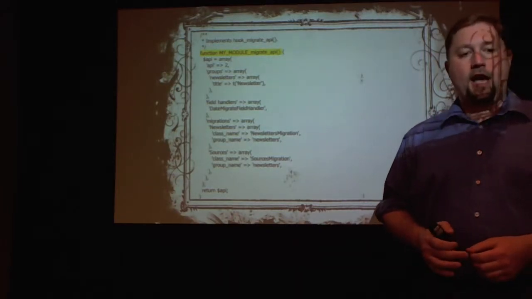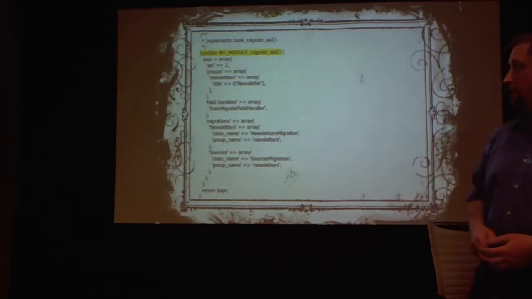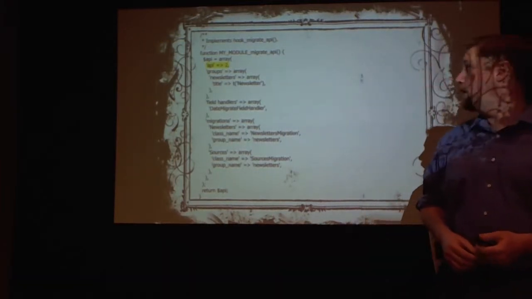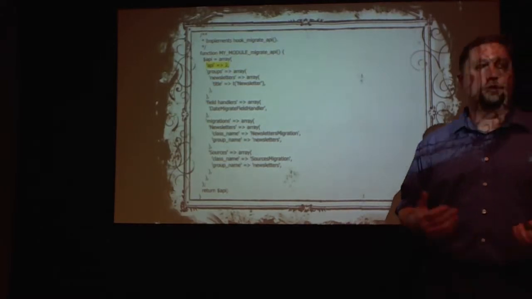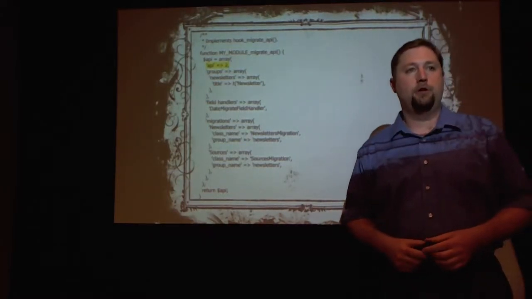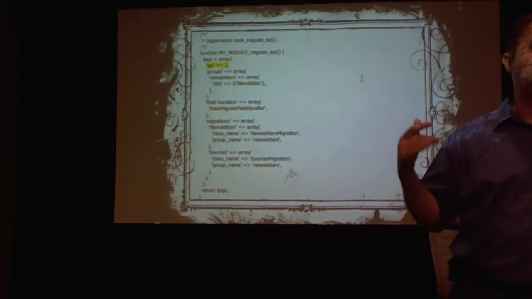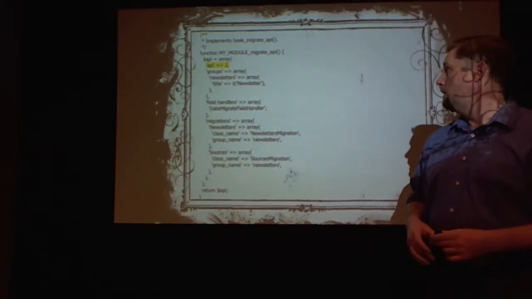So let's take a look at what this hook looks like. Obviously you declare your hook with the function, and it starts off by declaring this $sign API array. The API version currently is 2. Those of you who are familiar with interacting with context or views will recognize this sort of notation.